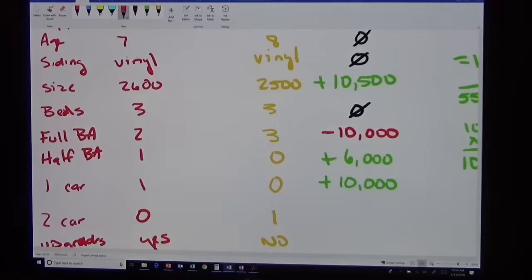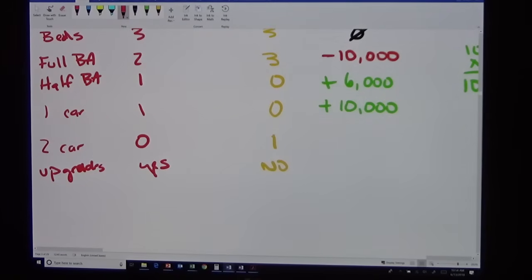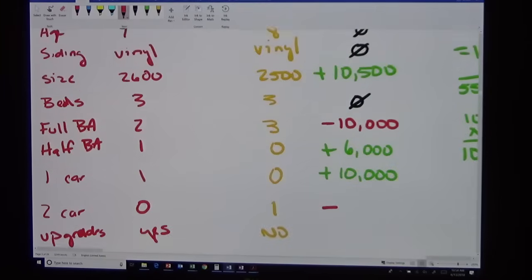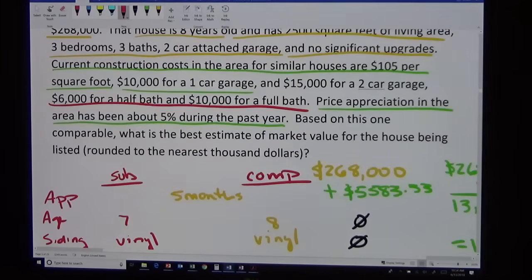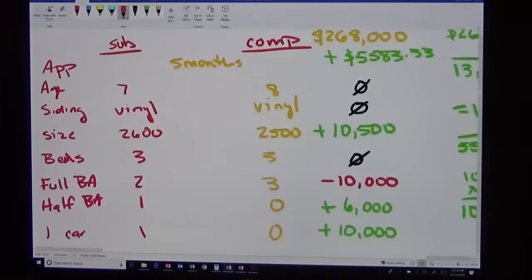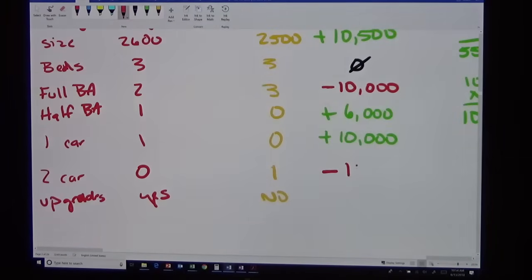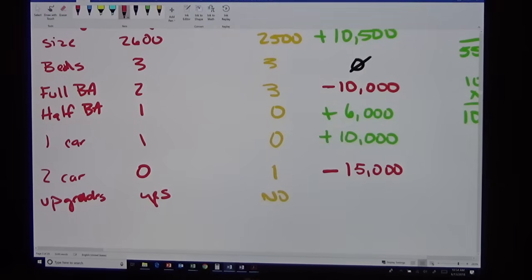And then when I look at my two-car garages, my subject does not have one, my comp does have one, which means my comp is better. That means I need to bring the comp down, so that's going to be a negative adjustment, minus the value of a two-car garage, which they tell me is $15,000 right there. So that's going to be minus $15,000.